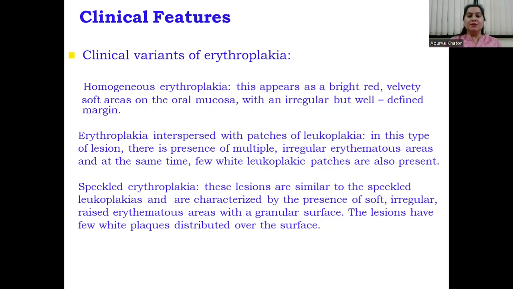The third clinical variant is the speckled erythroplakia. These lesions are similar to speckled leukoplakias and are characterized by the presence of soft, irregular, raised erythematous areas with a granular surface. These lesions have a few white spots distributed over the surface.